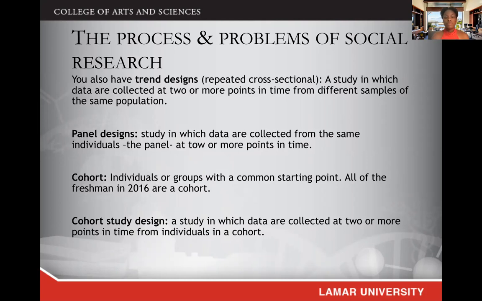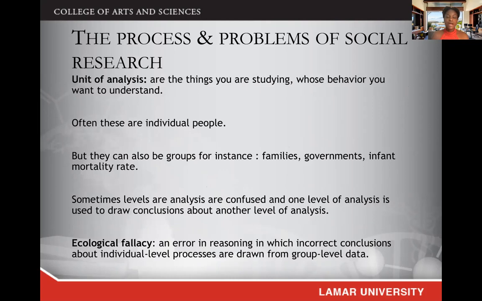So for example, all of the freshmen in 2016 are a cohort. If we were to look at all those freshmen in that cohort now in 2022, so 6 years later, to see what happened to them. Are they in graduate school? Do they have jobs? Did they drop out? That would be a cohort study design. So when you collect data at 2 or more points in time from individuals in a cohort, it's a cohort study design.